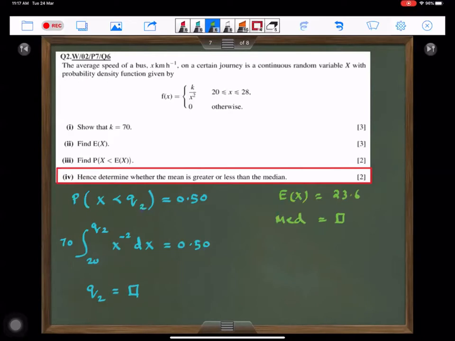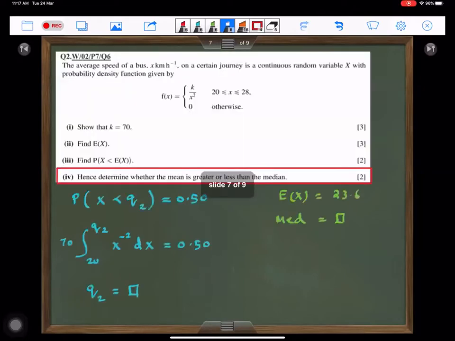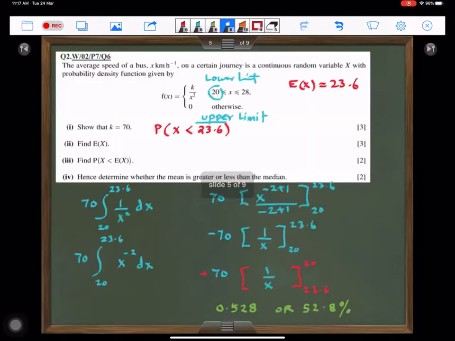Mean is greater or lesser than median. What we should do is to draw a thick, fat number line. This is the median. And median is the value. Yeah, let me first put in the mean. Somewhere here is the mean. And we know that probability X lesser than mean, we calculated it. That was something more than 50%, which is how much?